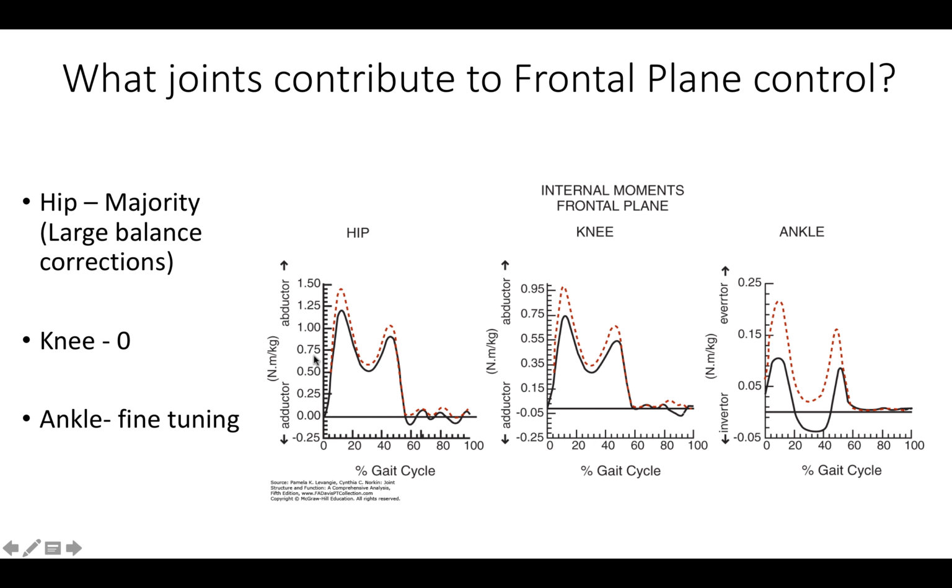So the first thing we notice is that the hip gets moments at the peak at weight acceptance around 1.2 newton meters per kilogram, a little bit less at toe off. The knee about 0.75 to 1 newton meter per kilogram, and then the ankle really less than 0.2 newton meters per kilogram, so pretty low at the ankle. And so just the magnitude of the moments would tell you that either the hip or the knee is the main player in terms of balancing the trunk and keeping it upright.